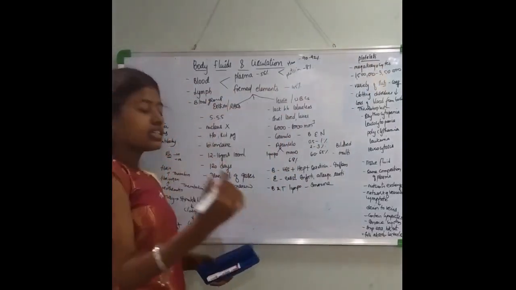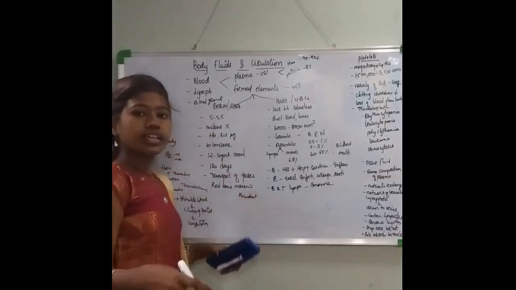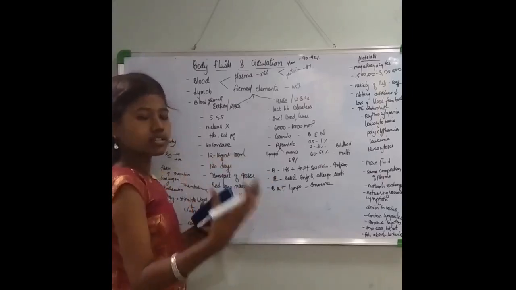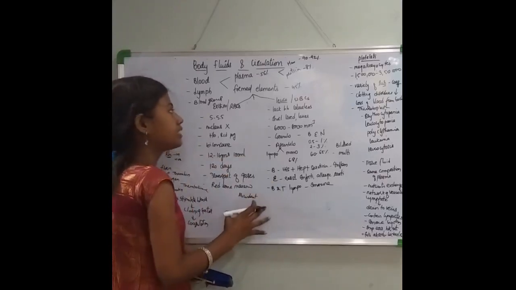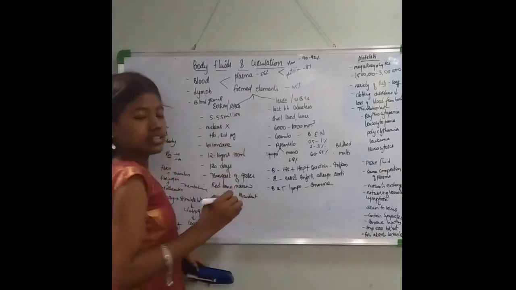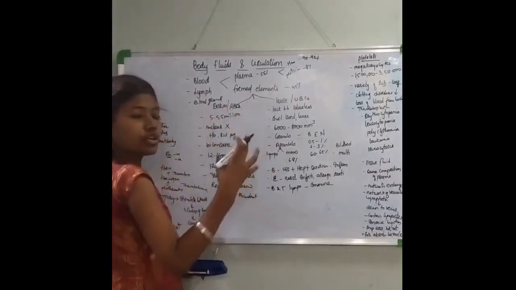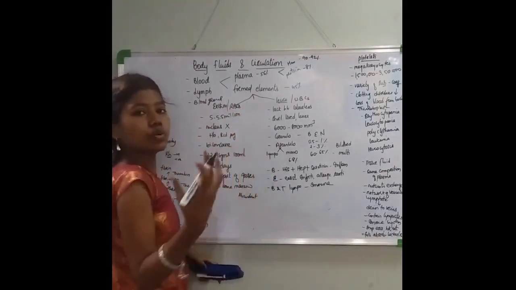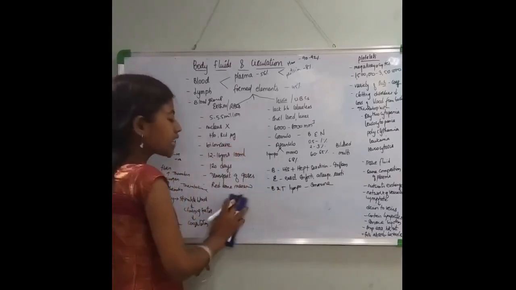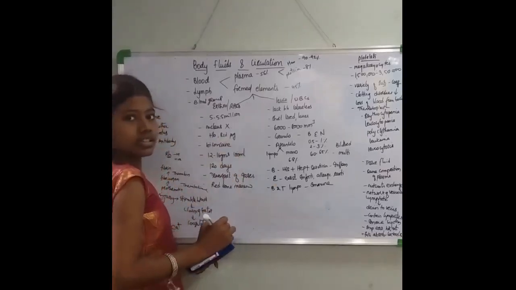RBCs are abundant in the circulatory system. The highest number of cells in your body are the RBCs. There are about 5 to 5.5 million RBCs circulating in your body, and they don't have a nucleus. They are biconcave in shape. These RBCs have a red-colored, iron-containing pigment called hemoglobin.